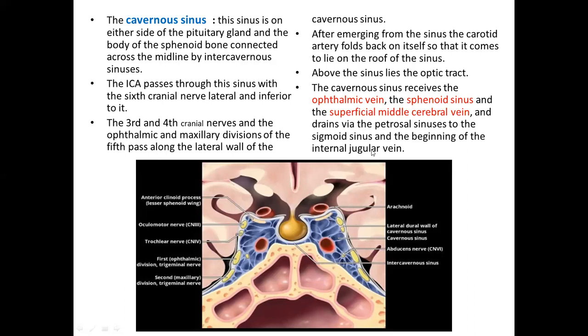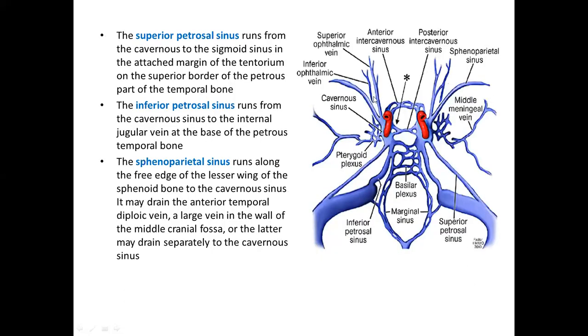The cavernous sinus receives blood from the ophthalmic veins. This is the superior ophthalmic vein, inferior ophthalmic vein, sphenoparietal sinus, pterygoid venous plexus, and from the superficial middle cerebral vein, which is within the superficial group that we will talk about in the next slides. So it receives blood from the superior ophthalmic, inferior ophthalmic, sphenoparietal, and pterygoid. Okay, it drains blood to the superior petrosal sinus and inferior petrosal sinus.